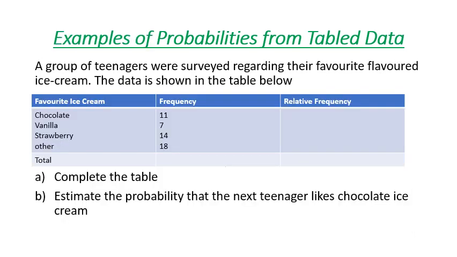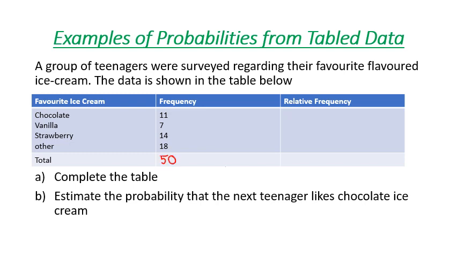So let's have a look at an example where we're looking at probabilities from table data. It says a group of teenagers were surveyed regarding their favourite flavoured ice cream. The data is shown in the table below. The first thing we need to do is work out how many students were actually surveyed. In order to do that, we need to add up all of the numbers in the frequency column. So we've got 11 plus 7 plus 14 plus 18, and that gives us a total of 50 teenagers.